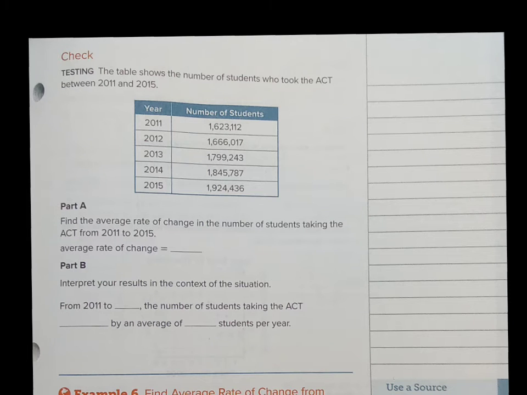Okay, so this one's worth talking about, because I know one of the things that you're going to have to understand is how to interpret these given a certain situation. It's not all going to be just numbers and plugging it in and here's a number. These things have real life applications. So the table shows the number of students who took the ACT between 2011 and 2015. Find the average rate of change in the number of students taking the ACT from these 2 years.